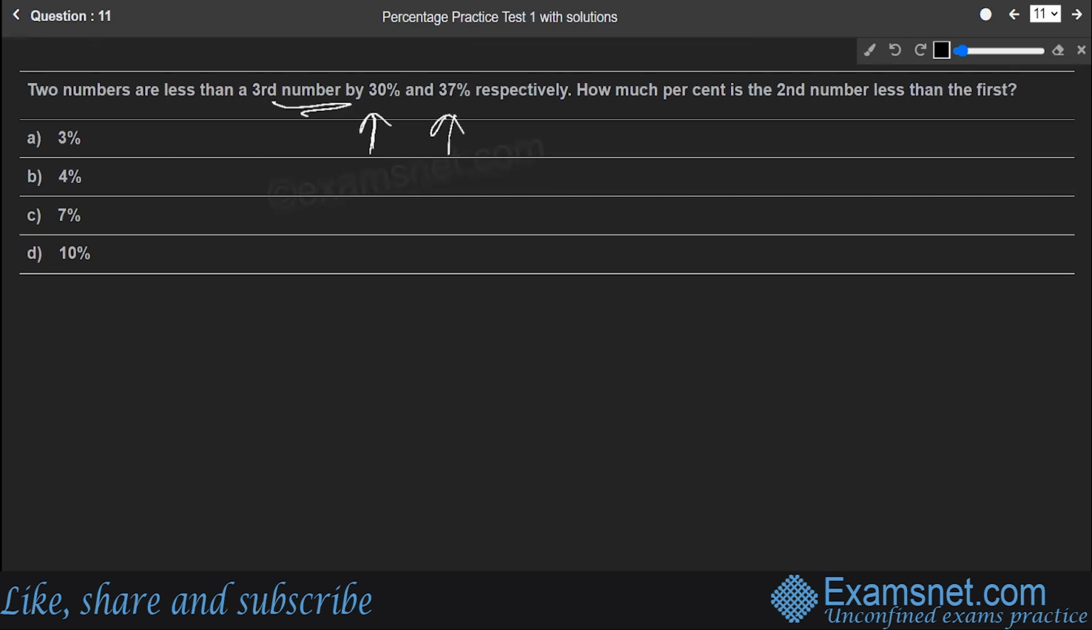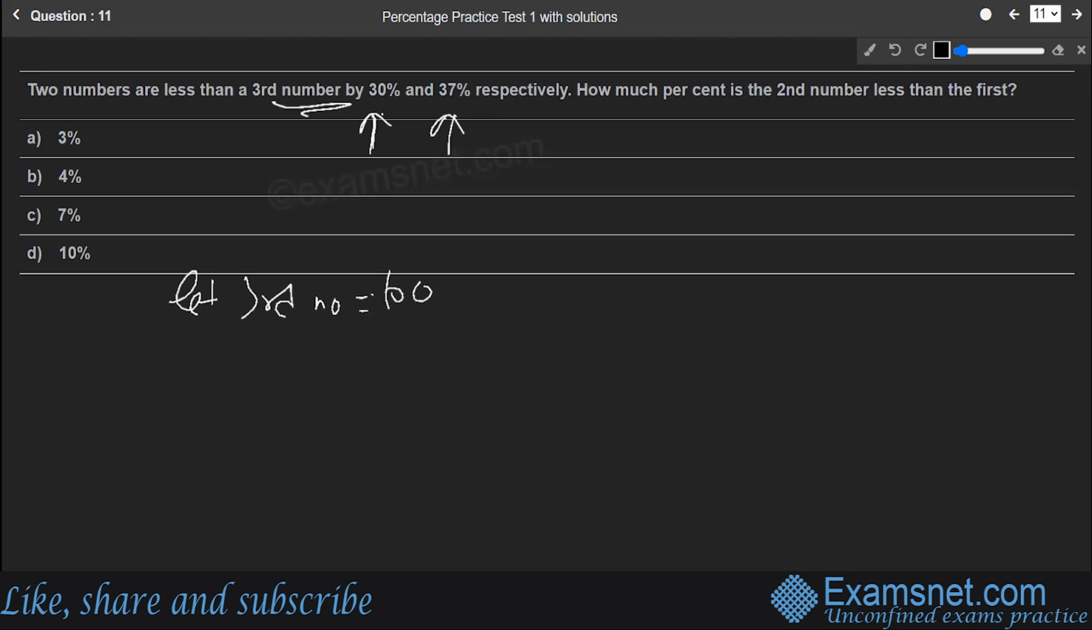Whenever everything is just given in percentage, we don't need to assume anything as x. Rather, we'll assume the base number as 100. So let us do that. Two numbers are less than the third by 30% and 37% respectively. So let us assume the third number only, because both the numbers have been defined in terms of the third number itself. So let us say the third number is 100.